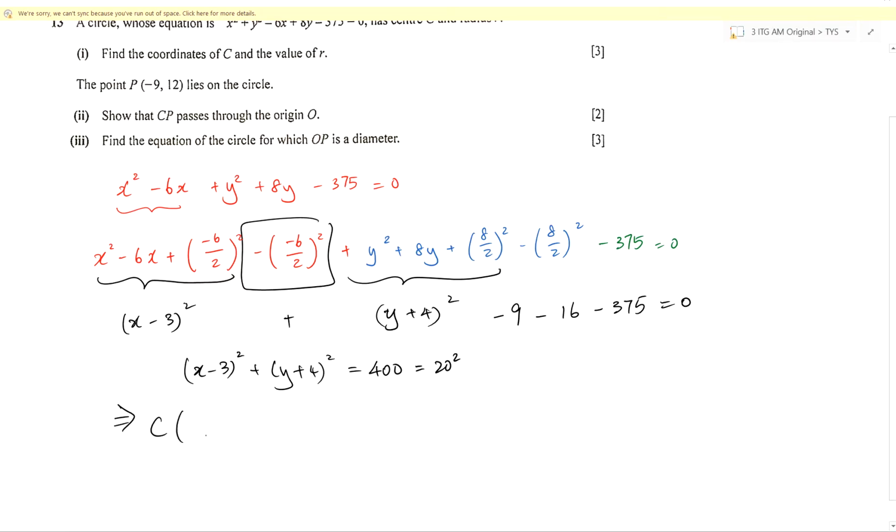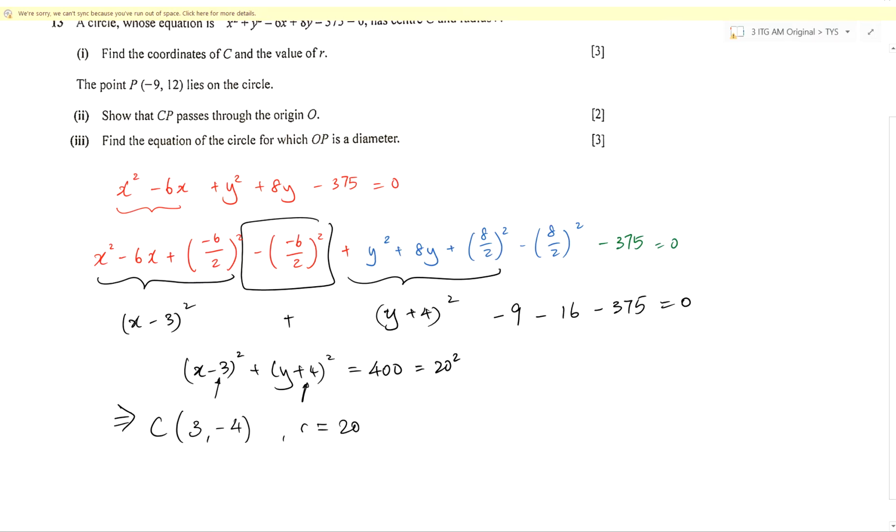So based on this, we know that the center has coordinates of, change the sign of this negative to become positive, so we have 3. Change the sign of this positive 4 to get negative 4, and the radius equals to 20. So that is for part 1.